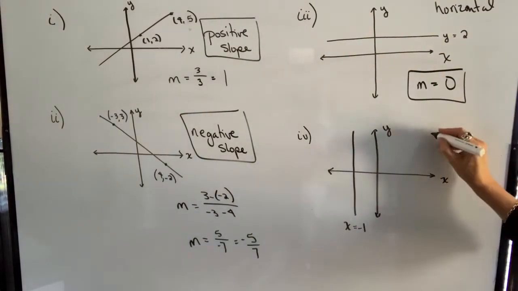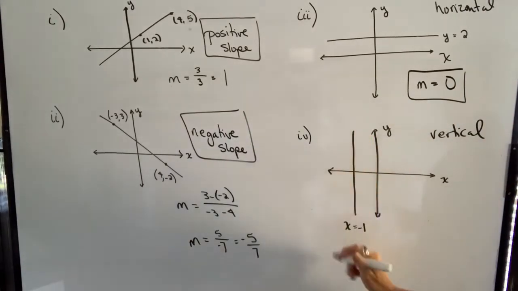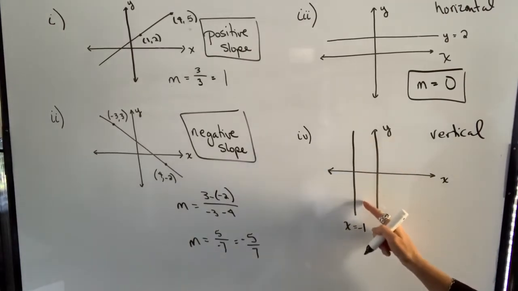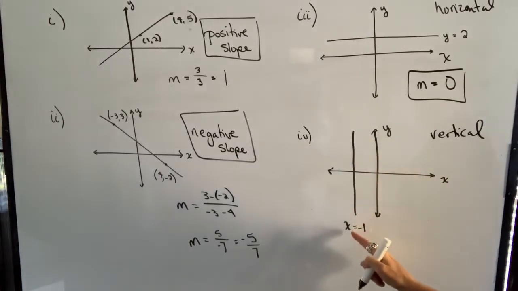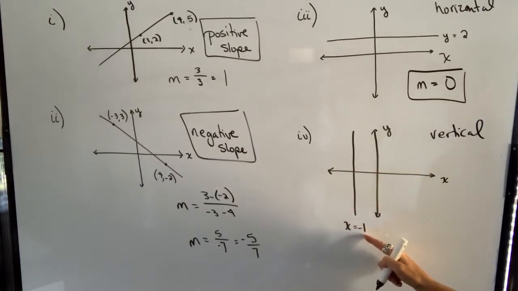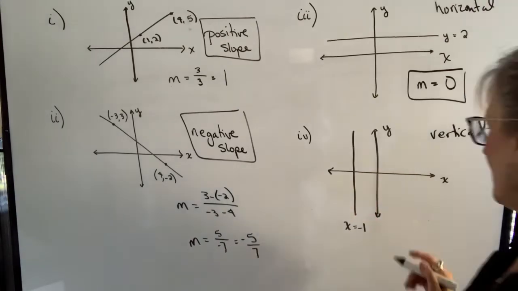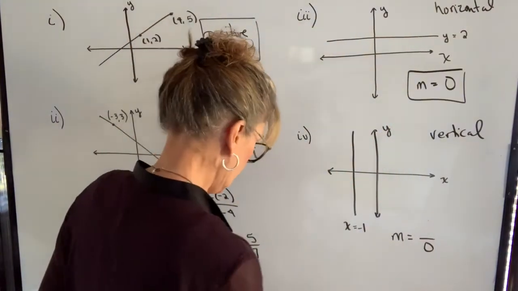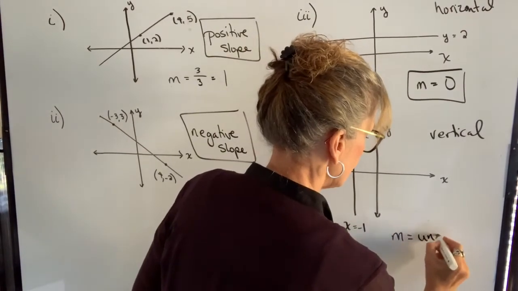If we take a look at a vertical line, such as this one, x equals negative 1, that means x is always equal to negative 1. It never is anything else. So the y can be any value, but the x value is always equal to negative 1. So in this example, we can have a rise, but there is no run. The run is 0, and you cannot have a 0 in the denominator. That's undefined. So our slope for a vertical line is undefined.